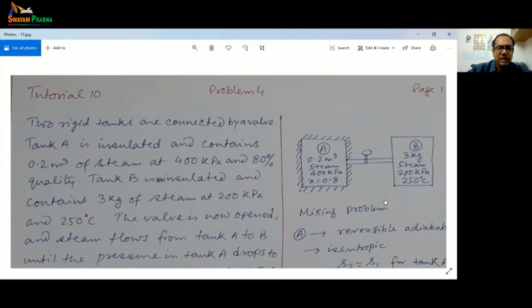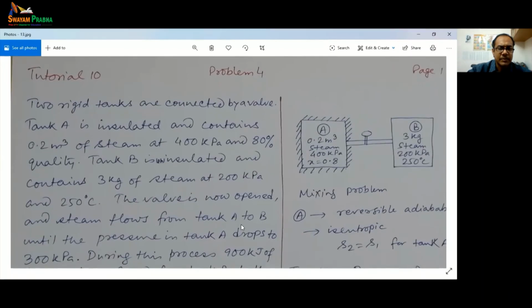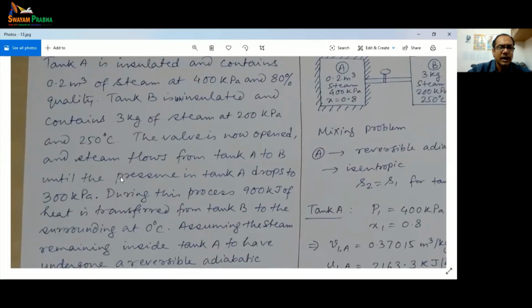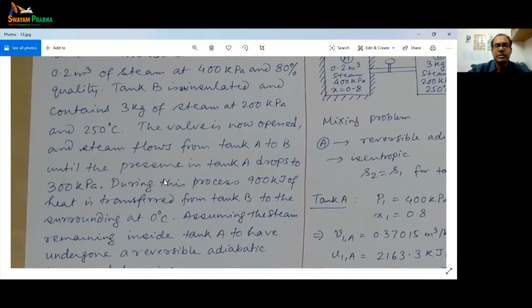Now it is asking that the valve is opened and steam flows from tank A to tank B. Whenever the valve is opened, the higher pressure steam will go to the lower pressure, so tank A to tank B, until the pressure in tank A drops to 300 kPa. Initially it was 400 kPa. Now the pressure in tank A drops to 300 kPa. At that point of time, you close the valve. That means you stop the mixing.